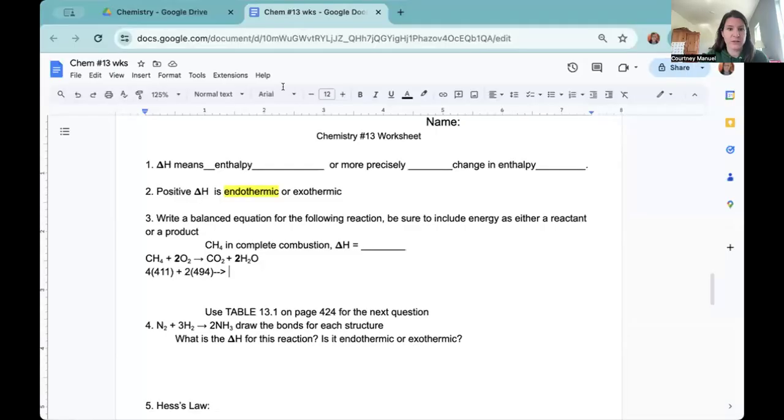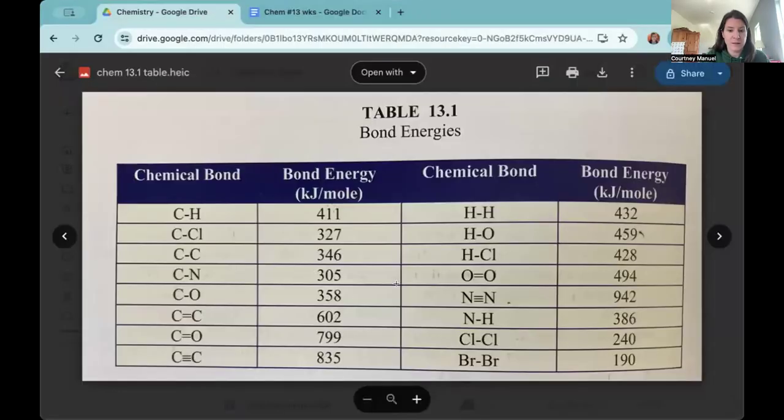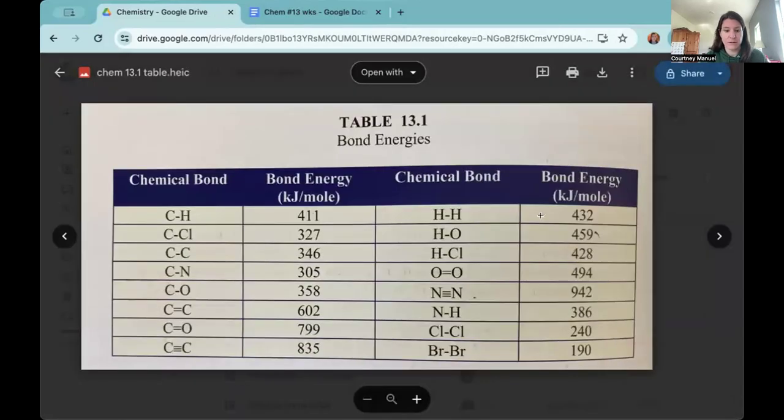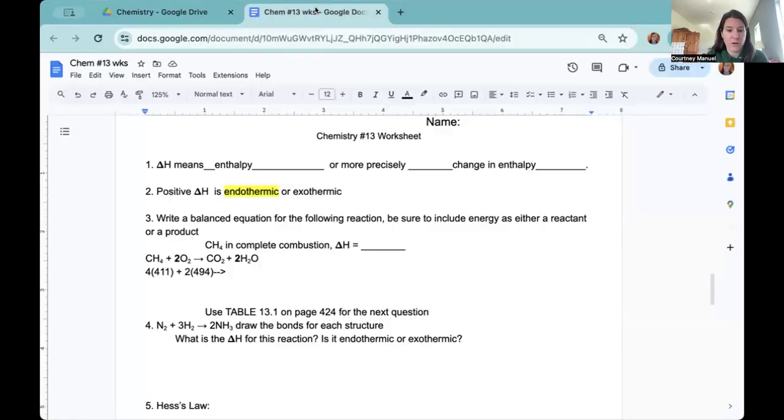We go here to our bonds. It is a carbon to oxygen double bond. It's this 799. Okay, so let's go to our worksheet and we're going to plug that in, 799. And how many of those bonds are there? Well, there's 2 oxygens and 1 carbon, which means we have to do this at least twice.